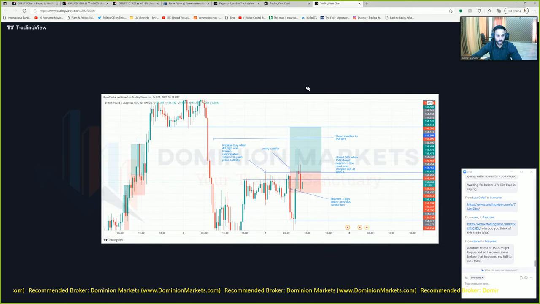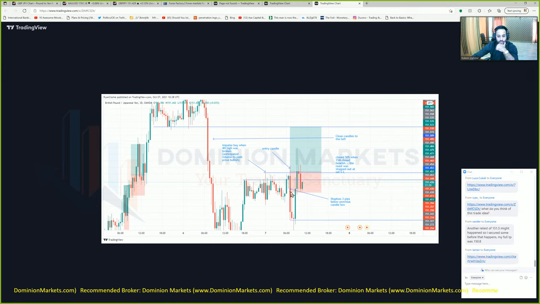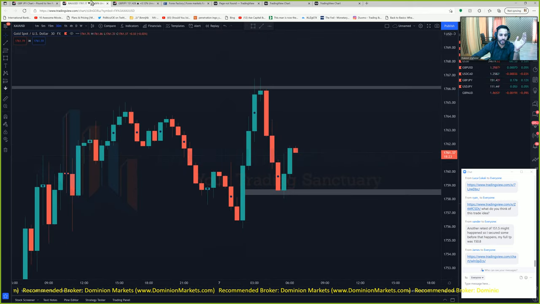Let's take a look at this chart by Ryan. Oh, it looks like it was the same idea over here. Impulse buy when the 4-hour candle is broken. Entry candle right here. Oh, price came down. Stop loss 3% below previous candle support. Okay, so you managed the risk at that point. Very well done. As long as you're managing risk while you're taking trades, I think you should be okay.